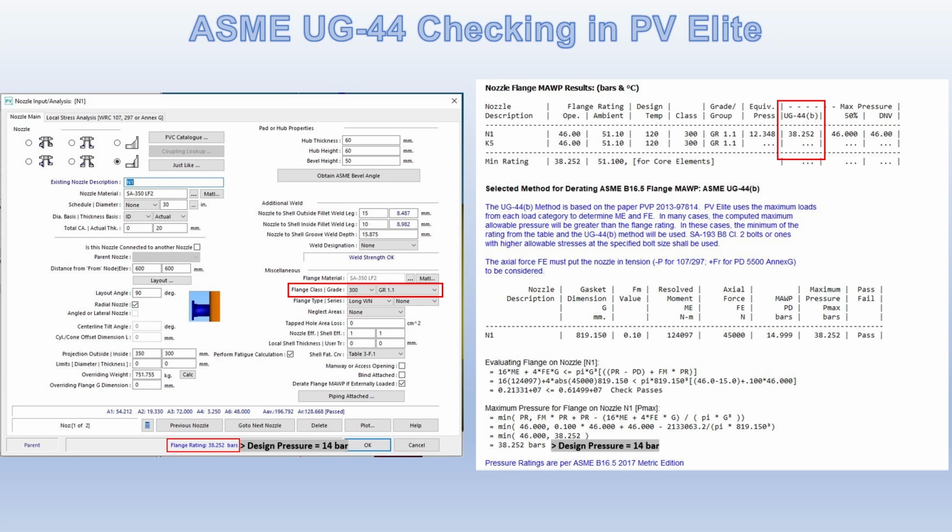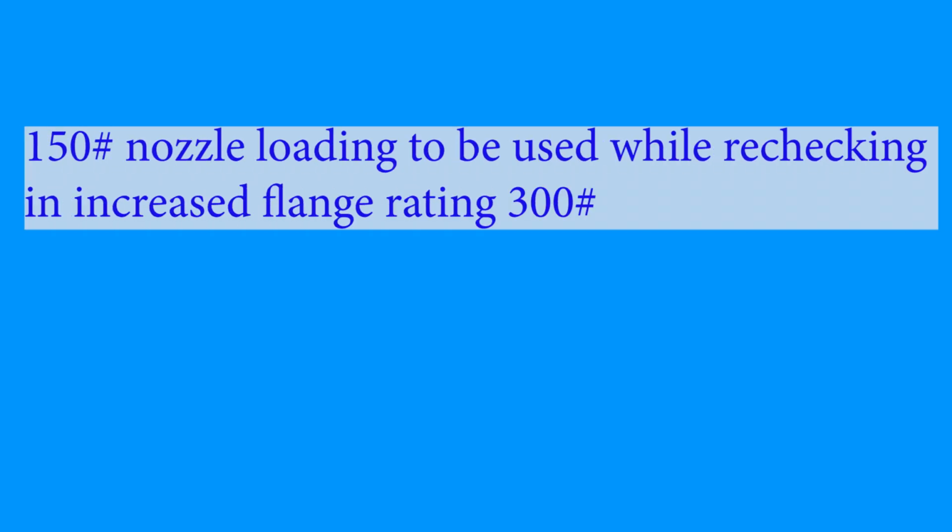We still have to use the previous nozzle loading value of the lower flange rating, because the whole pipeline will use 150 pound rating flanges except for that specific vessel nozzle flange. So the 150 pound rating nozzle loading value shall be used for all flanges in this line. Therefore, the 150 pound rating nozzle loading value can be used even though we increase to a 300 pound rating flange due to the derating result.